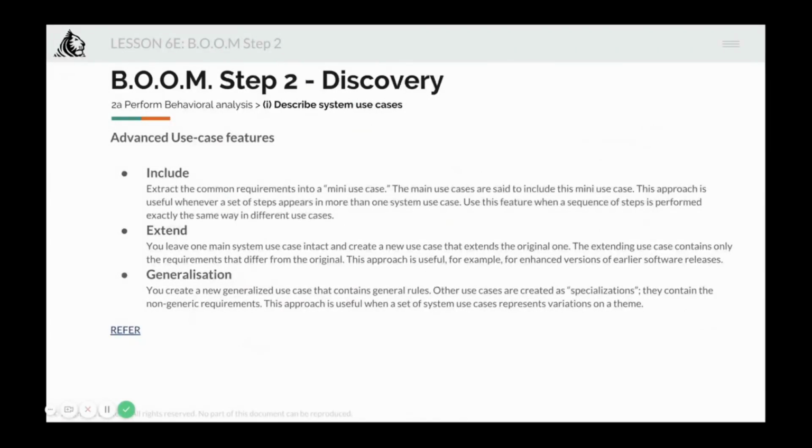And finally, generalization. You create a new generalized use case that contains general rules. Other use cases are created as specializations. They contain the non-generic requirements. This approach is useful when a set of system use cases represents variations on a theme.